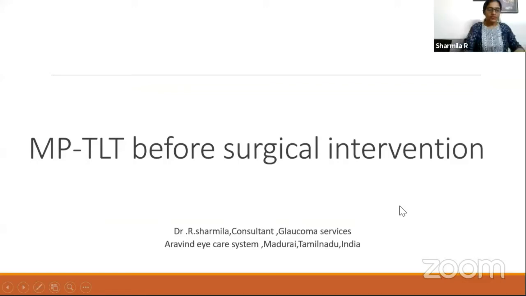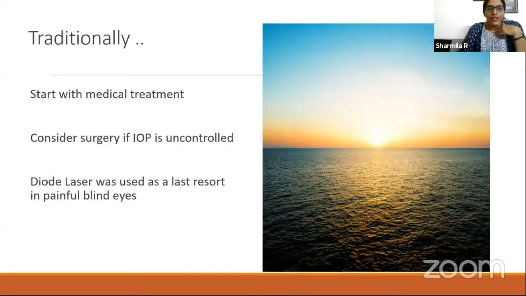So much. Today I'm going to be talking about the role of MPTLT before a surgical intervention. Traditionally, we all know how to treat glaucoma. We usually start off with a medical treatment, and then if pressure is uncontrolled, we may try a laser as a temporary procedure like ALT or SLT, and then consider a surgery if intraocular pressure is uncontrolled. And the conventional diode laser is the last resort, especially for painful blind eyes.